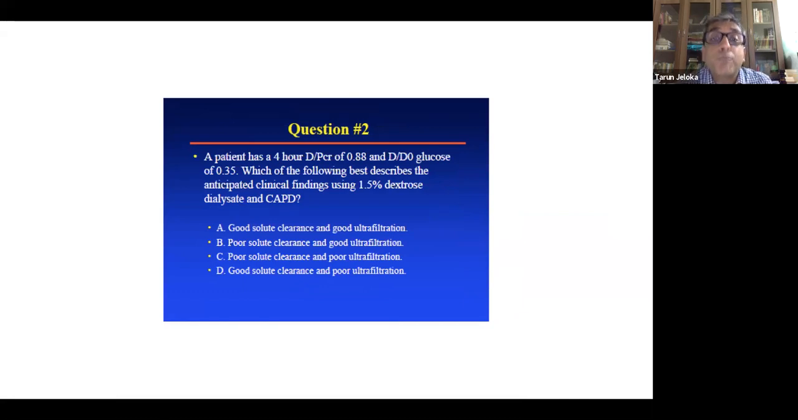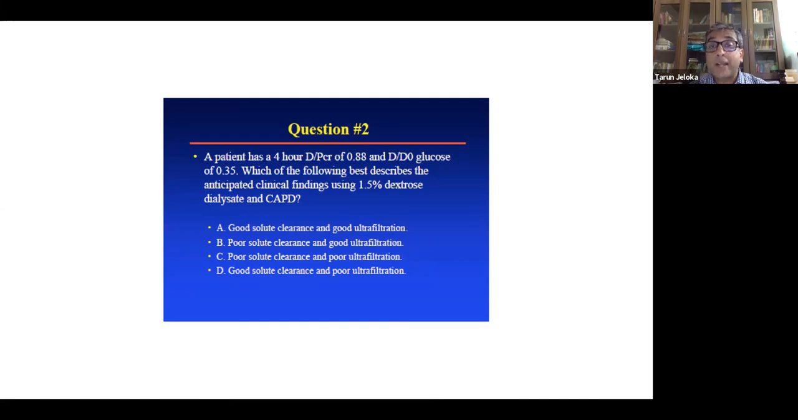Question 2: a patient has a 4-hour D over P creatinine of 0.88. D over P creatinine here is very high, and I can tell you this is a high transporter, and D over D0 glucose of 0.35, which is reciprocal. So this patient is a high transporter. Which of the following best describes the anticipated clinical findings using 1.5% dextrose dialysate and CAPD? Will there be good solute clearance and good ultrafiltration, or poor solute clearance and good ultrafiltration, or poor solute clearance and poor ultrafiltration, or good solute clearance and poor ultrafiltration? What do you expect in high transporters?